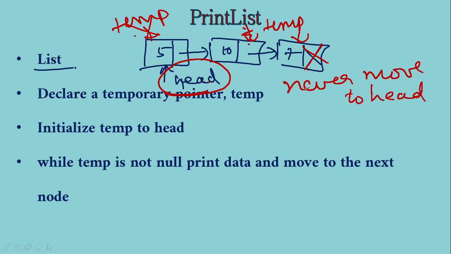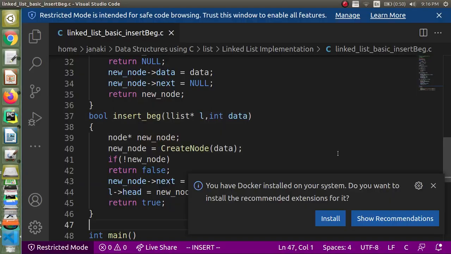So what does the algorithm say? You have to declare a temporary pointer, initialize temp to head, and while temp is not null, print the data and move to the next node. This is what the algorithm tells. Let us try to implement it.